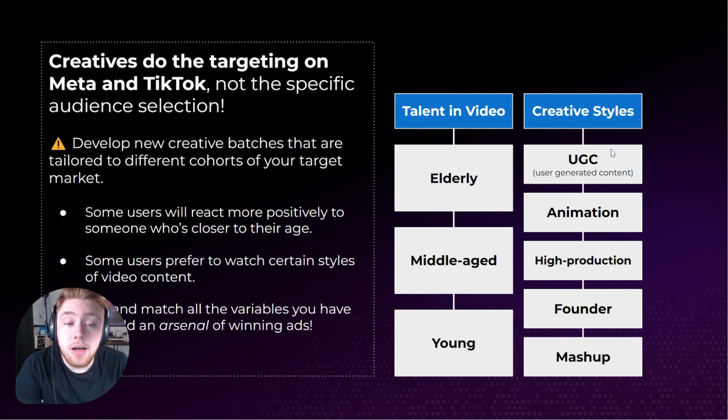Some users love UGC ads. Some users like animation. They think it's really cool. Some like high production. Some like a founder face cam selfie iPhone style where you're talking to the screen as the founder of the business. A lot of authority and credibility. Some have TikTok brand and they like mashup styles where you have a bunch of stuff going on at the same time. So we have to cater to all of these different types of users. Different demographics, different ages, different genders, different creative styles, different mediums, videos, and images. That is how we test audiences on Meta and TikTok, not using audience selections.